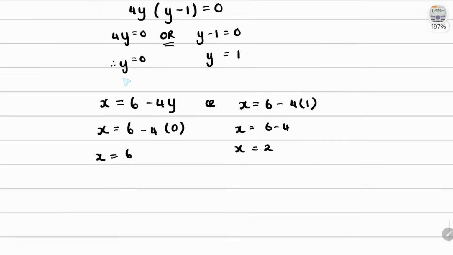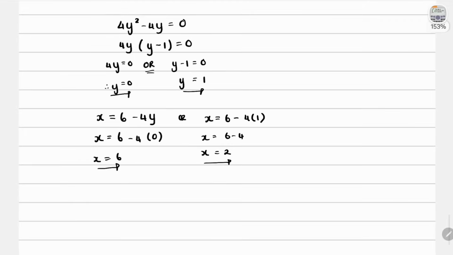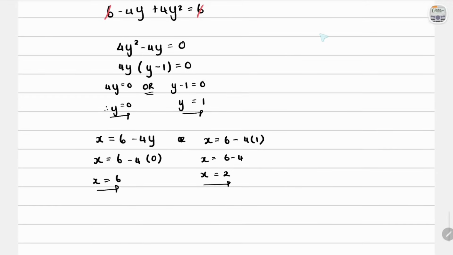So there we go. X is either equal to 6 and at the same time y is equal to 0. That is the first point of intersection. Or x is equal to 2 and y is equal to 1. Second point of intersection. And those are our answers.